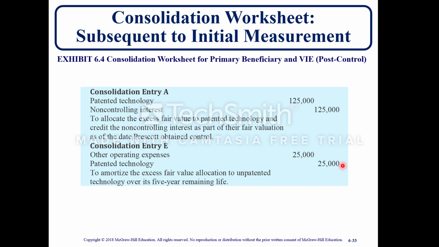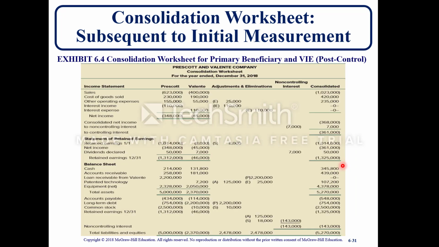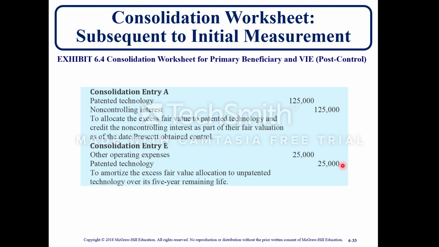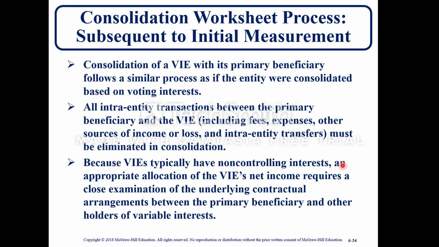So again, this is the explanation of the worksheet entries. Consolidation worksheet process subsequent to initial measurement. Consolidation of a VIE with its primary beneficiary follows a similar process as if the entity were consolidated based on voting interest. All intra-entity transactions between the primary beneficiary and the VIE must be eliminated in consolidation.